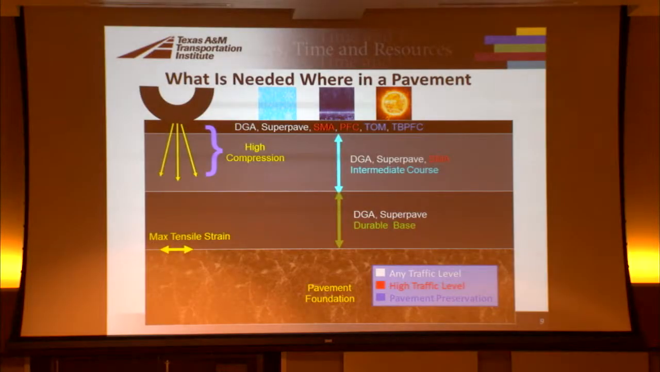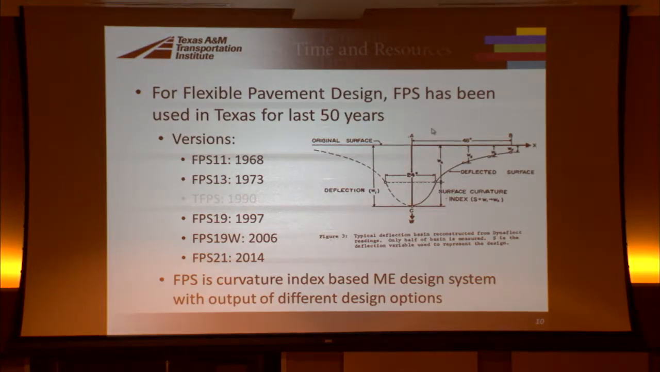Now for pavement structures, this is from David Newcomb. There's several slides from David Newcomb. I'll try to give credit where credit is due. But basically when we're looking at the surface, we're looking at high compression, high stresses, and we want to have a good wearing course, something that can withstand not only the stresses, but also provide adequate skid resistance and ride quality. And usually those are really high quality mixes.